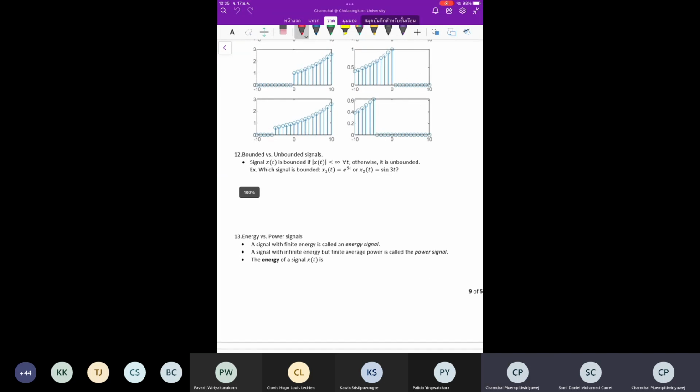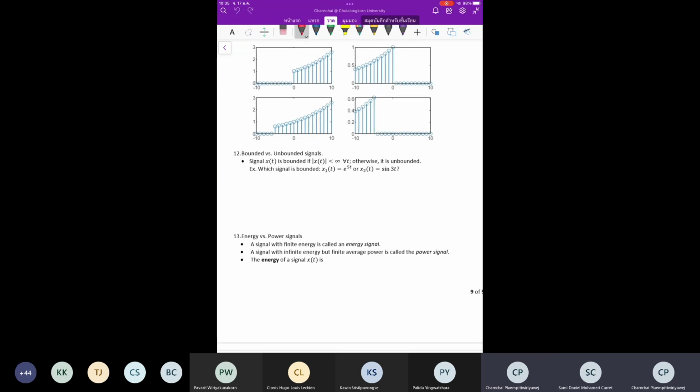A signal can be bounded or unbounded. What does it mean? A signal x(t) is bounded if the absolute value of x(t) is less than infinity. Otherwise, it is unbounded. For example, x1(t) is e to the 5t. What does it look like?